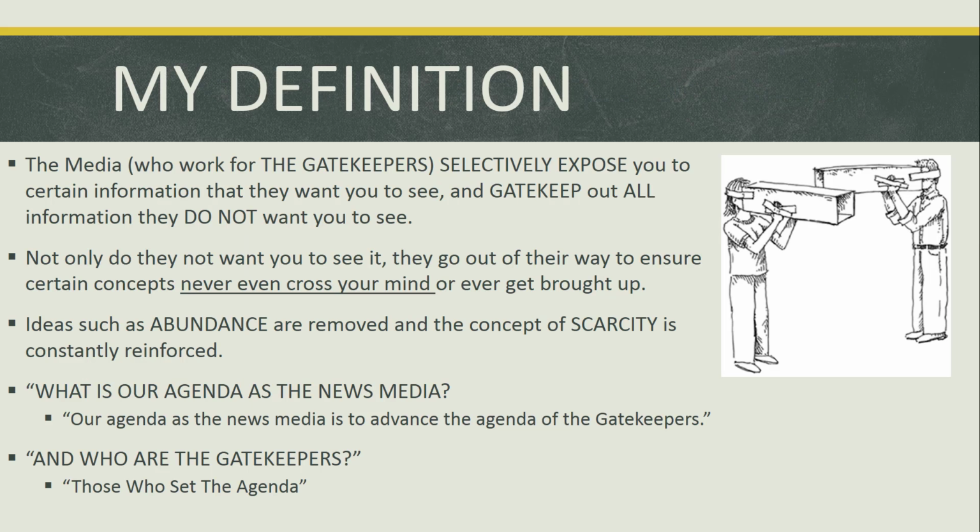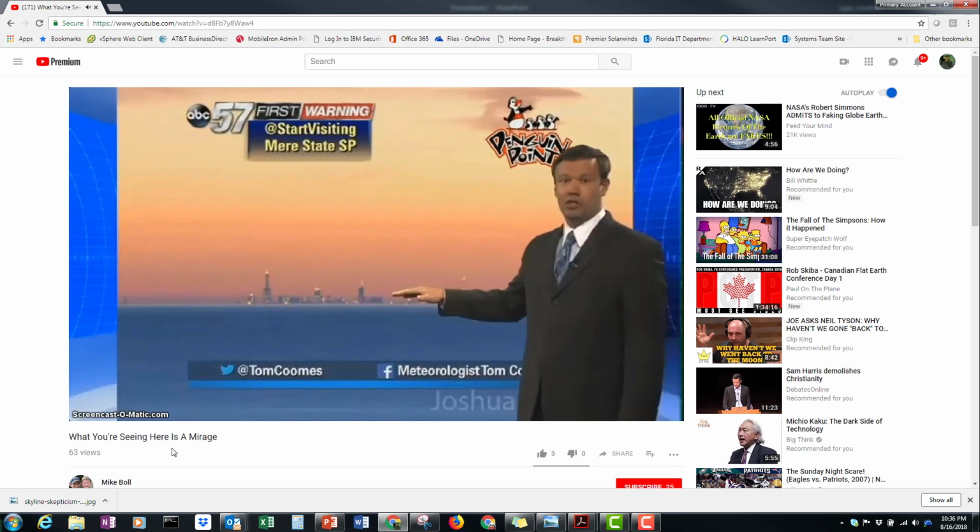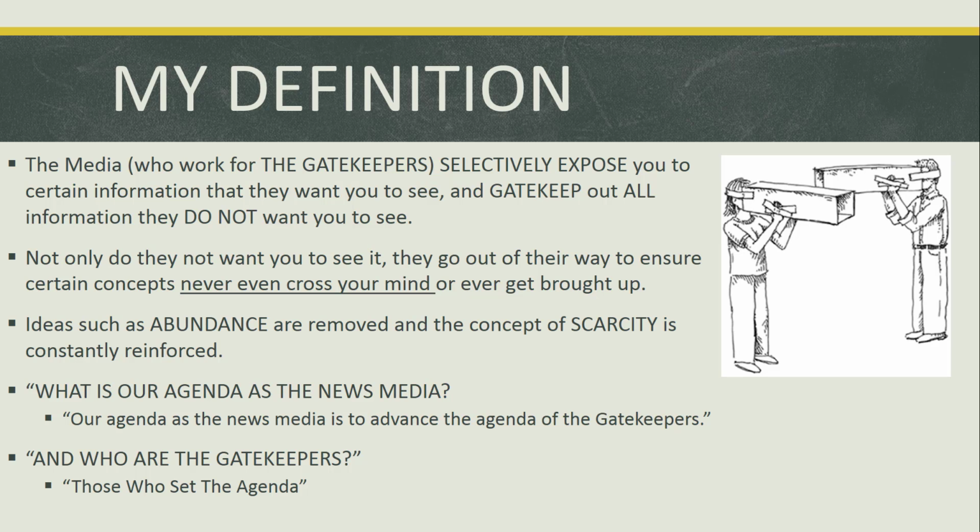All right, so my definition. The media, who work for the gatekeepers, selectively expose you to certain information that they want you to see and gatekeep out all the information they do not want you to see. Not only do they not want you to see it, they go out of their way to ensure that certain concepts never even cross your mind or ever get brought up. And what you're seeing here is a mirage. Ideas such as abundance are removed and the concept of scarcity is constantly reinforced.